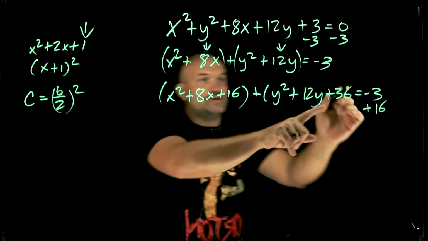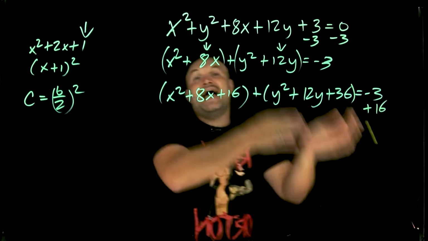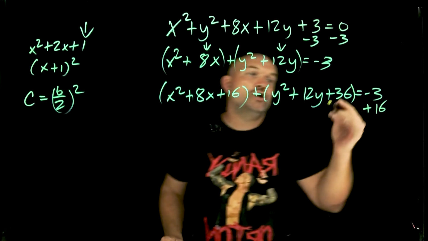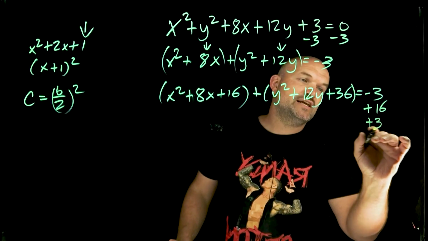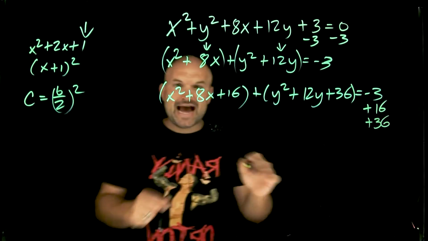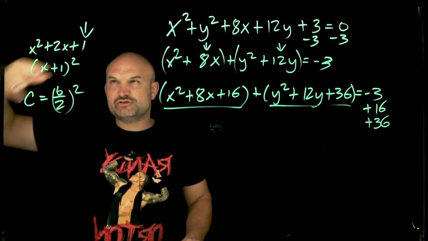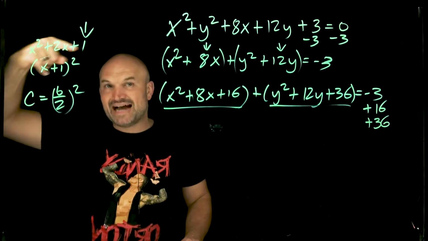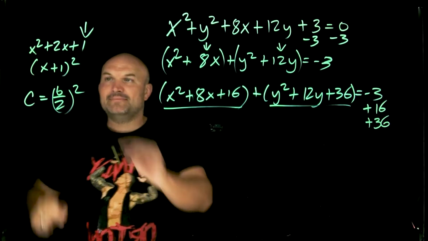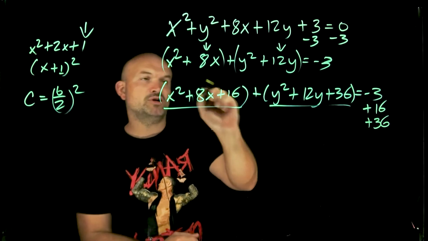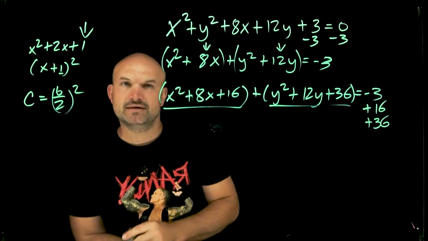I added a 36 to the left side of the equation. If you add a 36 to the left side of the equation, you have to add a 36 to the right side of the equation. Now I have two perfect square trinomials. All perfect square trinomials can be factored down into a binomial squared. So what is the exact same number that I can multiply to give me 16 and add to give me 8? That's going to be 4.